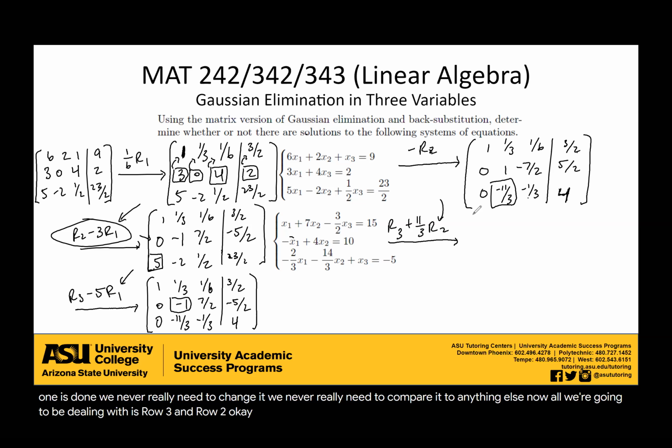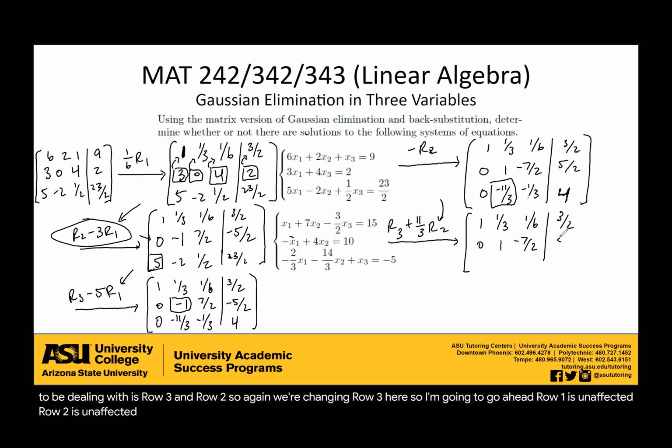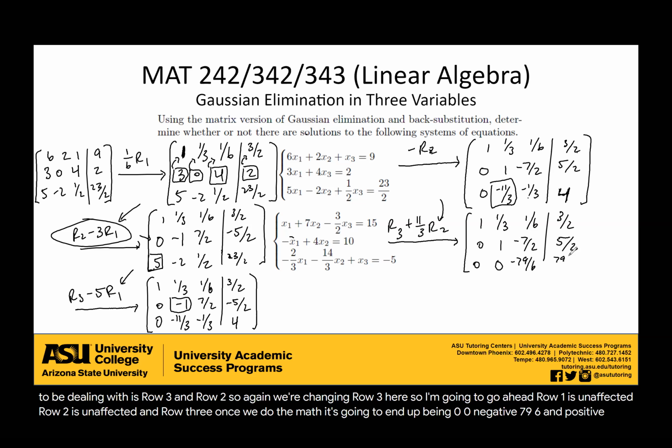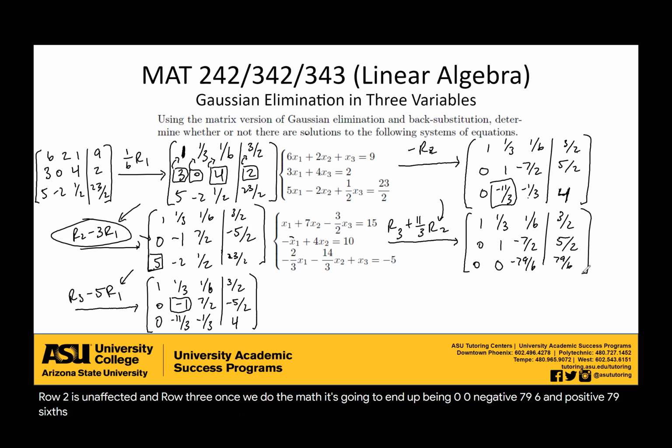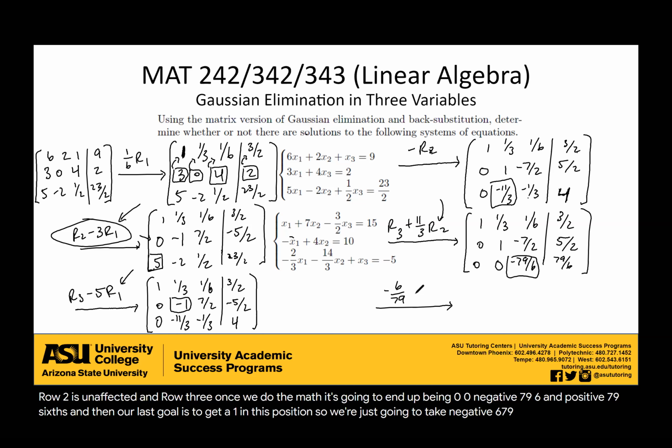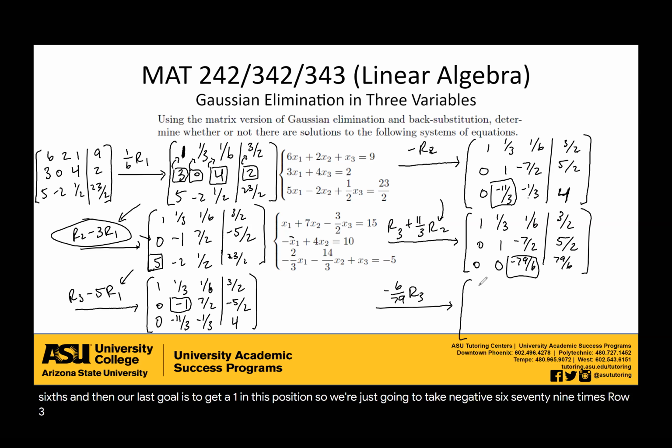Okay. So again, we're changing row 3 here. Row 1 is unaffected. Row 2 is unaffected. And row 3, once we do the math, it's going to end up being 0, 0, -79/6, and +79/6. And then our last goal is to get a 1 in this position. So we're just going to take -6/79 times row 3. So we get 1, 1/3, 1/6, augmented with 3/2.